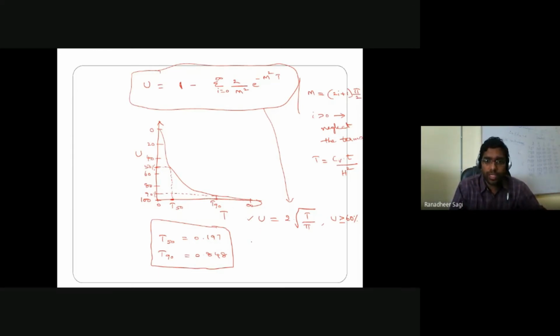And the other expression is valid for degree of consolidation greater than, sorry, this is not for greater than or equal to 60%. This is for less than or equal to 60%. I'm sorry. So for less than or equal to 60% degree of consolidation, the first expression is valid. And for greater than or equal to 60%, the second expression is nothing but the simplified form of this expression.